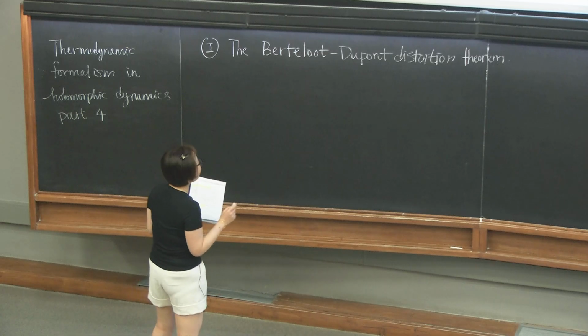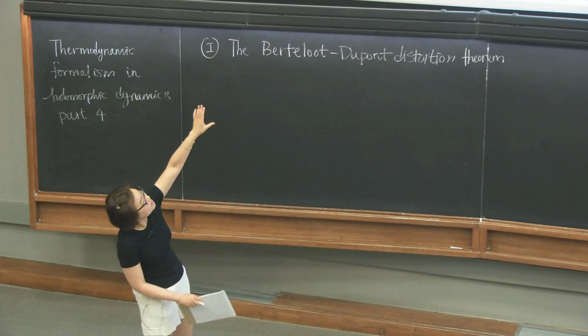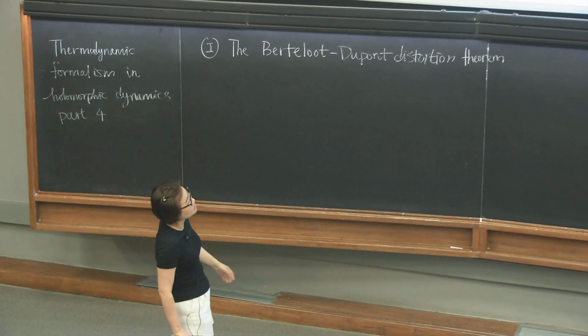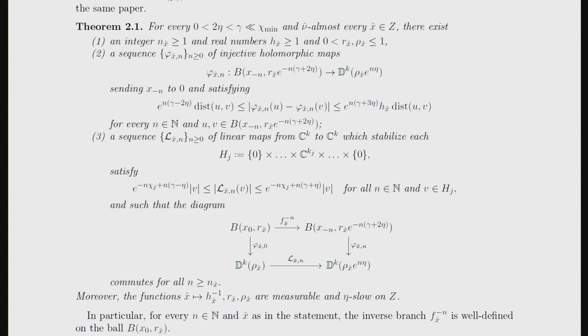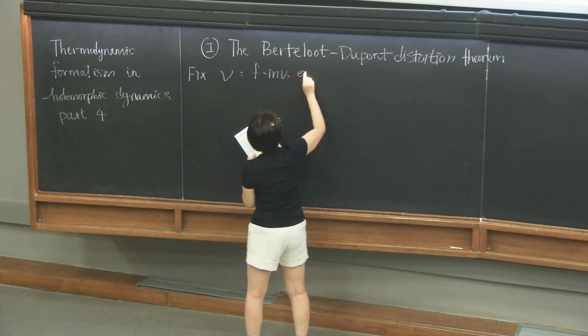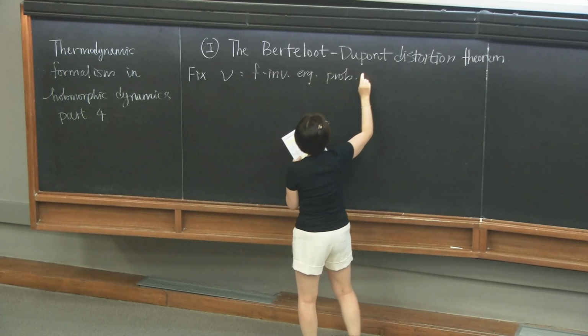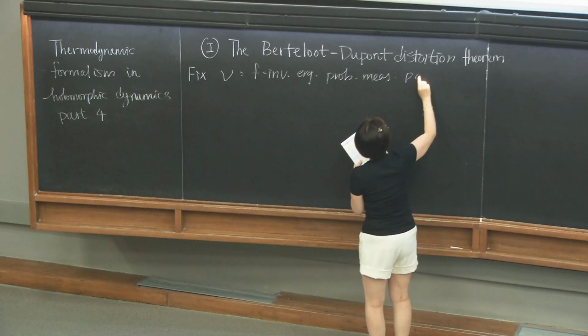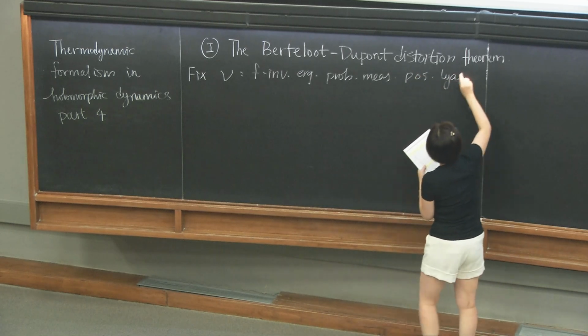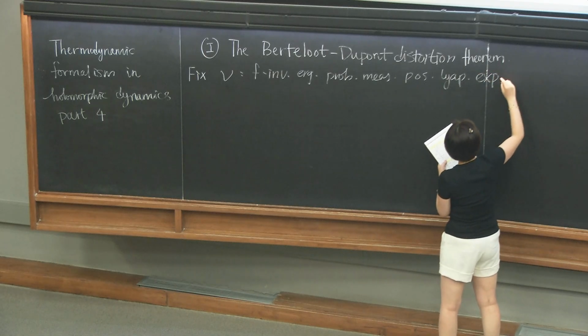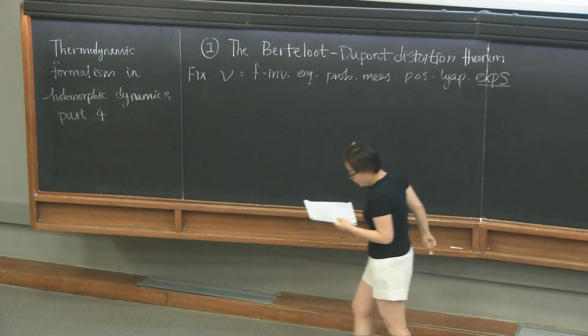So let me start by writing down some definitions. Basically, the theorem is very long and it's projected on the screen. You can take a look, but after I write down the notations, I will guide you through the theorem, how to read this theorem. So let's fix a nu, like yesterday. This is an F-invariant ergodic probability measure with positive Lyapunov exponents, which means every Lyapunov exponent is positive.